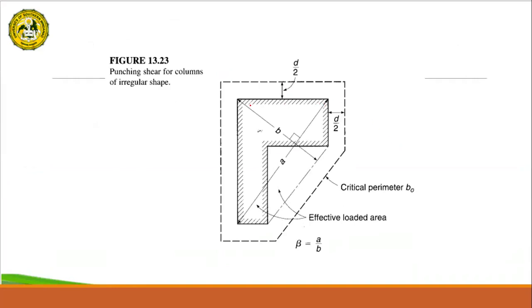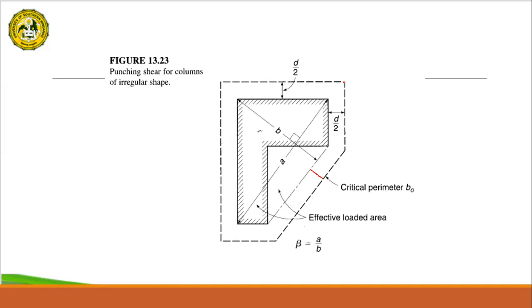So inverted L yung shape ng ating column. So again, the critical perimeter bo is d over 2, or a distance of d over 2 from the face of the column. So d over 2 rin dyan, d over 2 rin dito, d over 2, and also here, no? This is also d over 2. So, you just connect the dots, no?